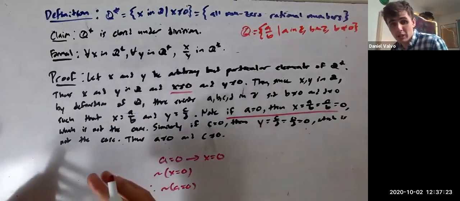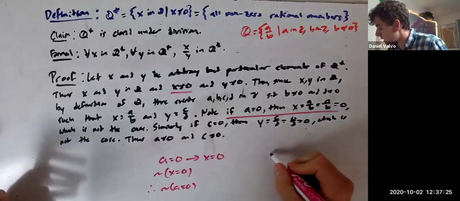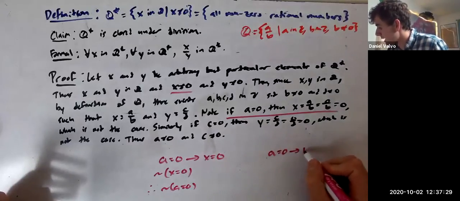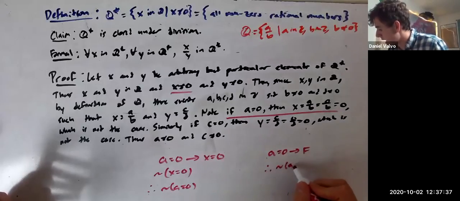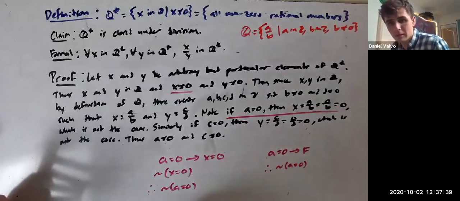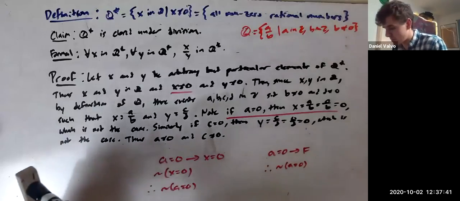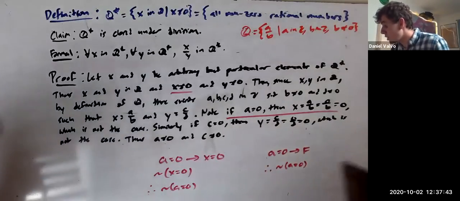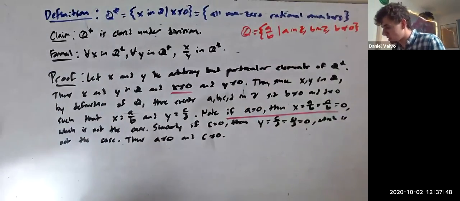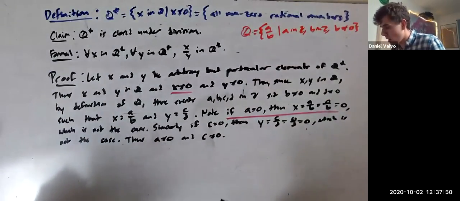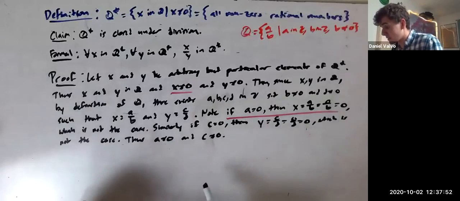Or we could use contradiction, which is the argument that goes, A equals 0 implies false, because it implies X equals 0, which is false. Therefore, not A equals 0, because it couldn't happen since it would lead to something that's false. Anyway, we don't need to write that. The point is, this happened under the hood. So we know A is not equal to 0 and C is not equal to 0.